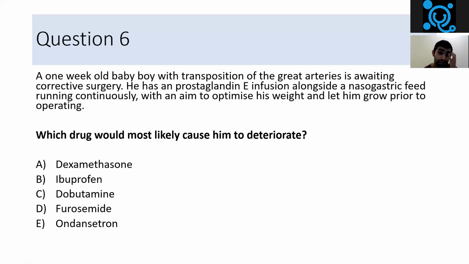So continuing on, you now have a 1-week-old baby boy who's got transposition of the great arteries, and he's awaiting corrective surgery. He is on a prostaglandin E infusion, alongside a nasogastric feed as well. And the aim is to optimize his weight and let him grow prior to operating. So the prescription of which drug would most likely cause him to deteriorate?